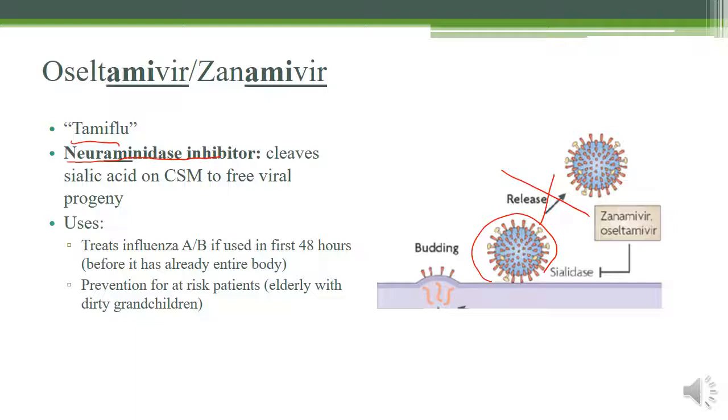The idea is that you have to treat influenza A or influenza B within the first 48 hours, because before then the virus has not started budding very much and has not spread into your entire body. After that, there's no real use because your body's going to fight it off anyway. We often recommend using Tamiflu for at-risk patients, people who can possibly die from the flu, such as elderly people with dirty grandchildren that are always carrying the flu.